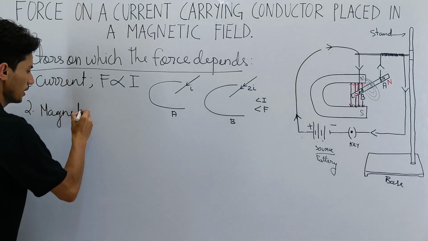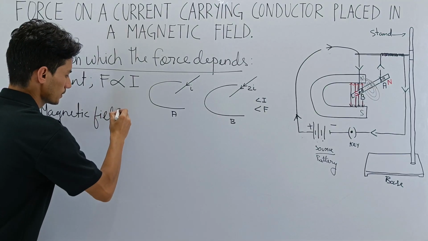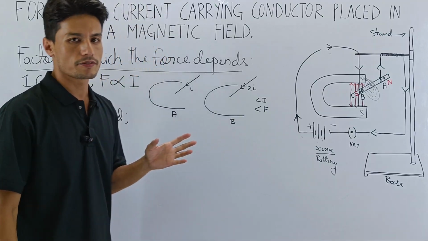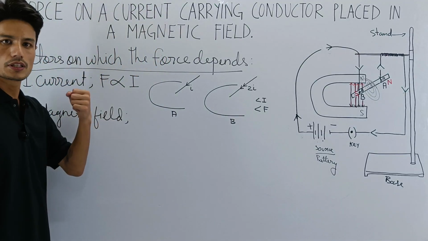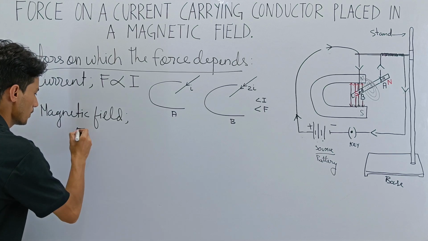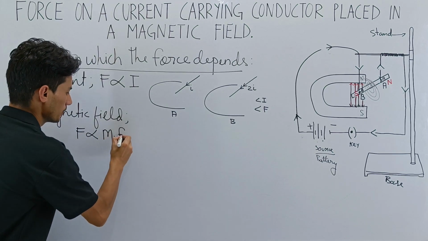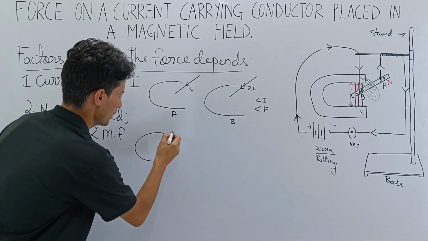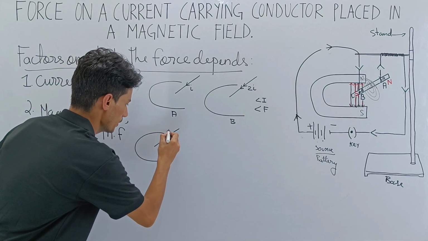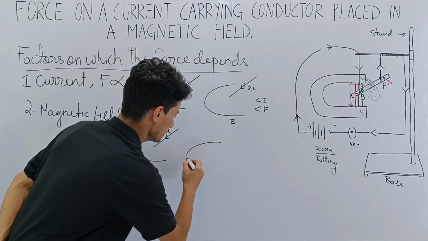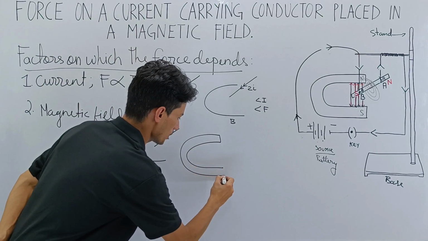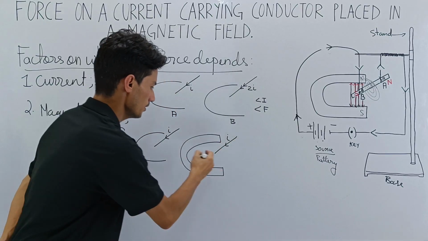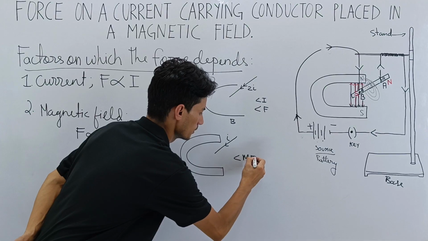The second point is magnetic field. Now, what is the story of magnetic field with the force? The force is again directly proportional to the magnetic field. So force is directly proportional to magnetic field. Now, what does it mean? It means this. Let's say this is the magnet and a current carrying conductor in which current I is flowing. Then let's take another magnet, but this time a bigger magnet because I want more magnetic field. Same conductor in which current I is flowing. Here the magnetic field is more, greater magnetic field.